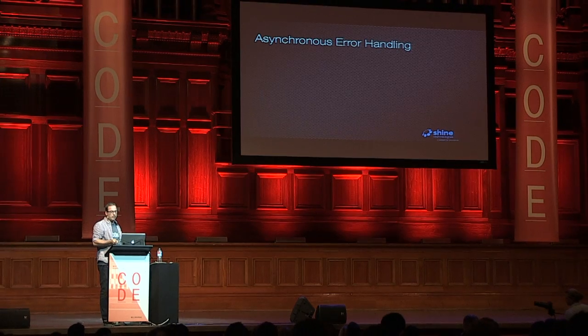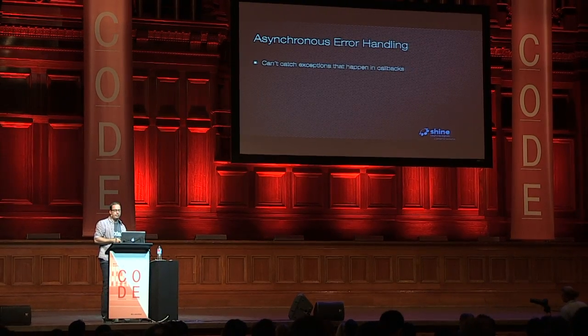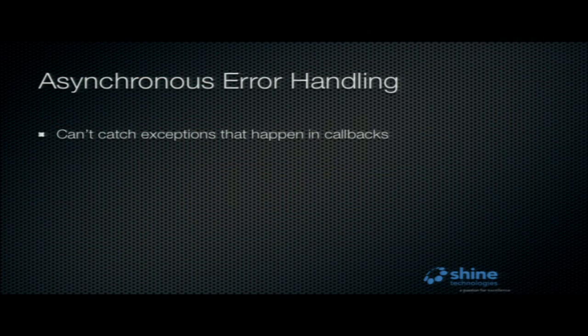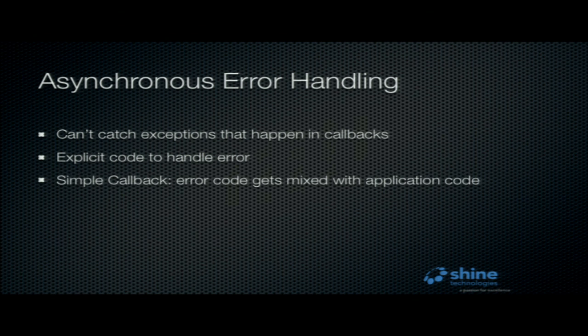So, in summary, with asynchronous error handling, you can't catch exceptions that happen in callbacks. You always have to write explicit code to handle errors. In the case of the simple callback, we have error code that gets mixed with the application code. And in the case of the event emitter, we actually have a separate place to put the error code.